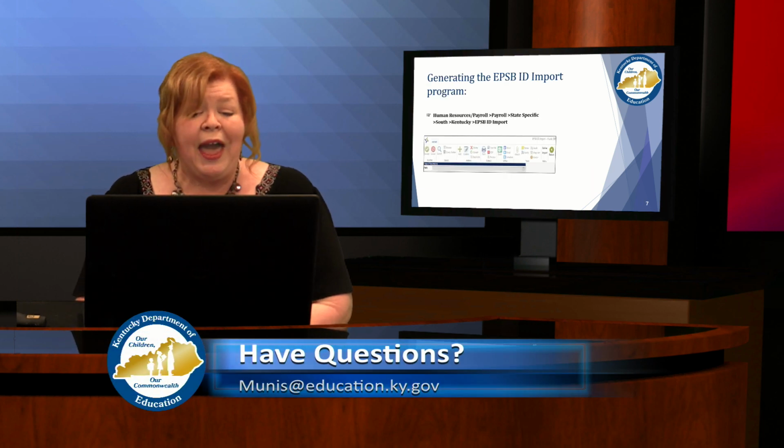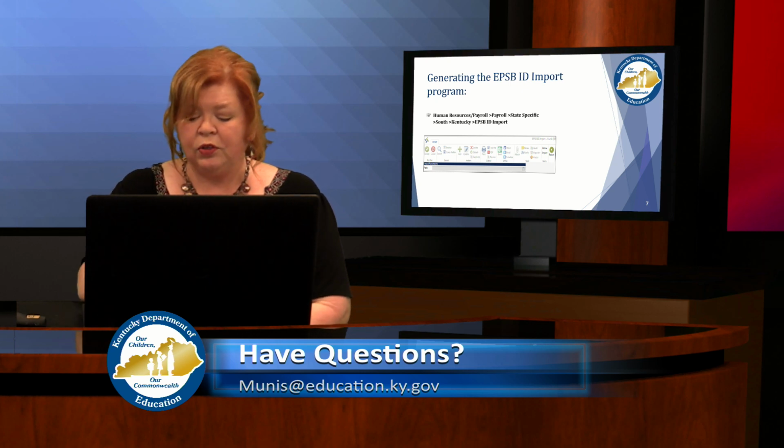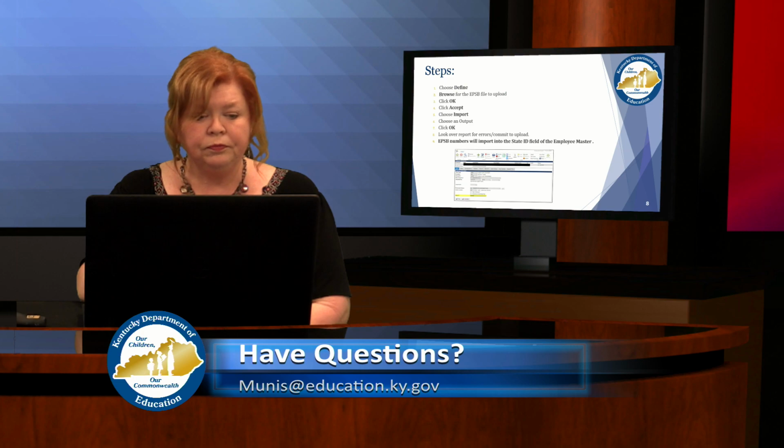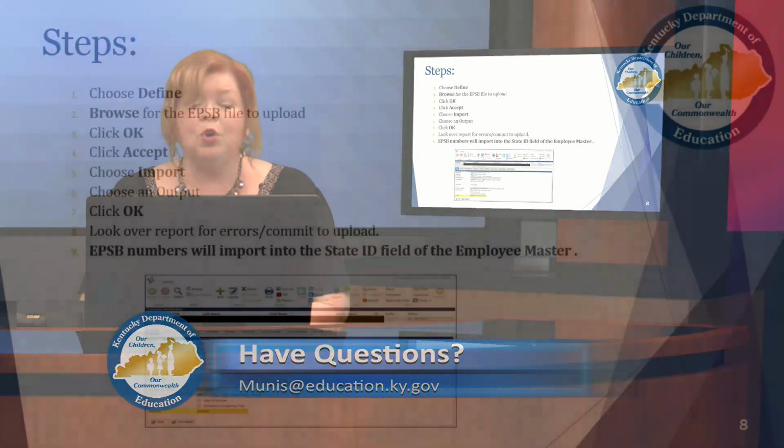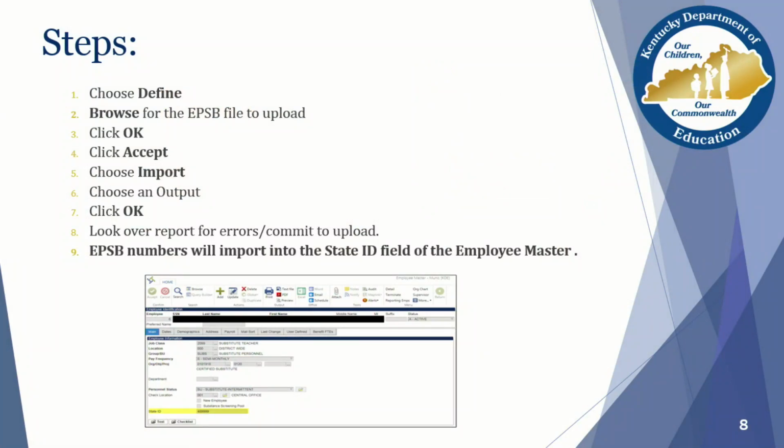So here is your path to the EPSB ID import program and what that's actually going to look like. The steps that you'll have are to choose Define. You'll browse for the file wherever you saved it on your computer. You will then click OK and Accept and choose to import. You will choose an output and click OK, and then look over the report for errors and commit to the upload. The EPSB numbers will import into the state ID field of your employee master.